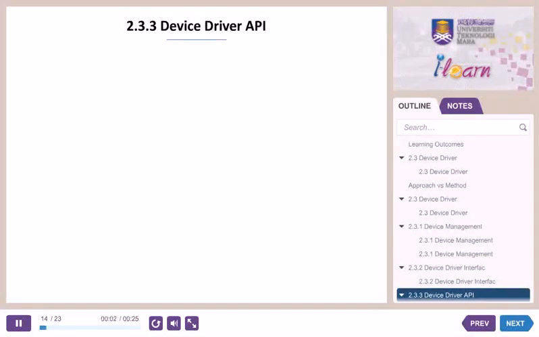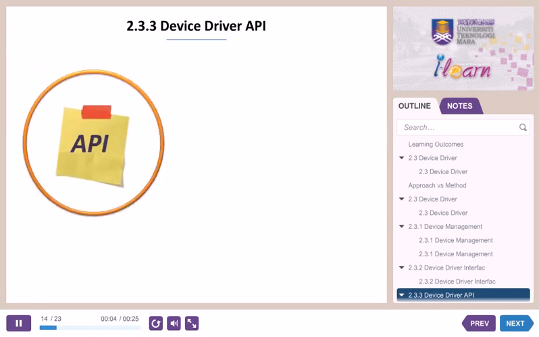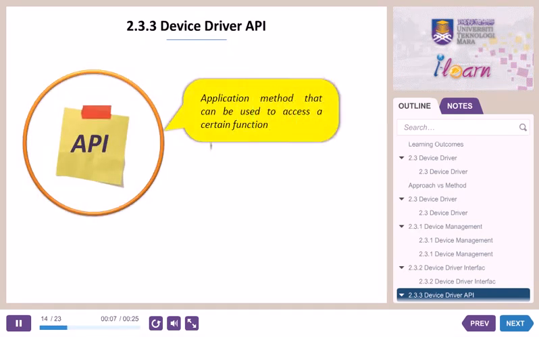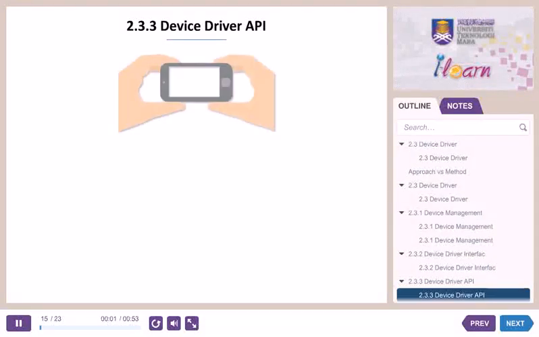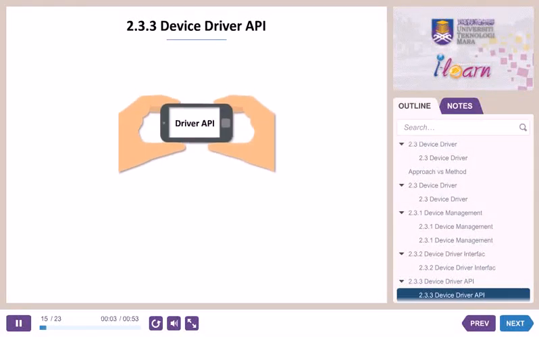Device driver API. API, Application Programming Interface, is an application method that can be used to access a certain function. The system API provides the interface between applications and system resources through system calls, also called monitor calls, which the application executes as a special operation that triggers an interrupt. The driver API provides a set of functions that a programmer can call to manage a device.